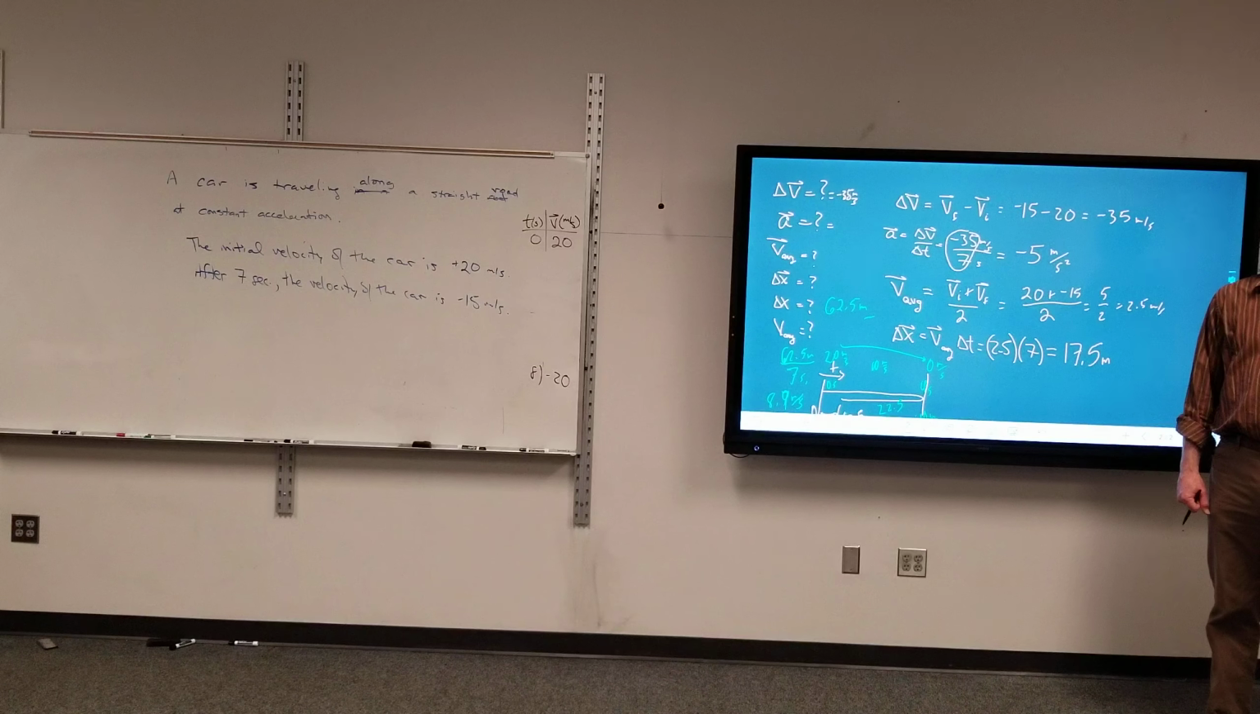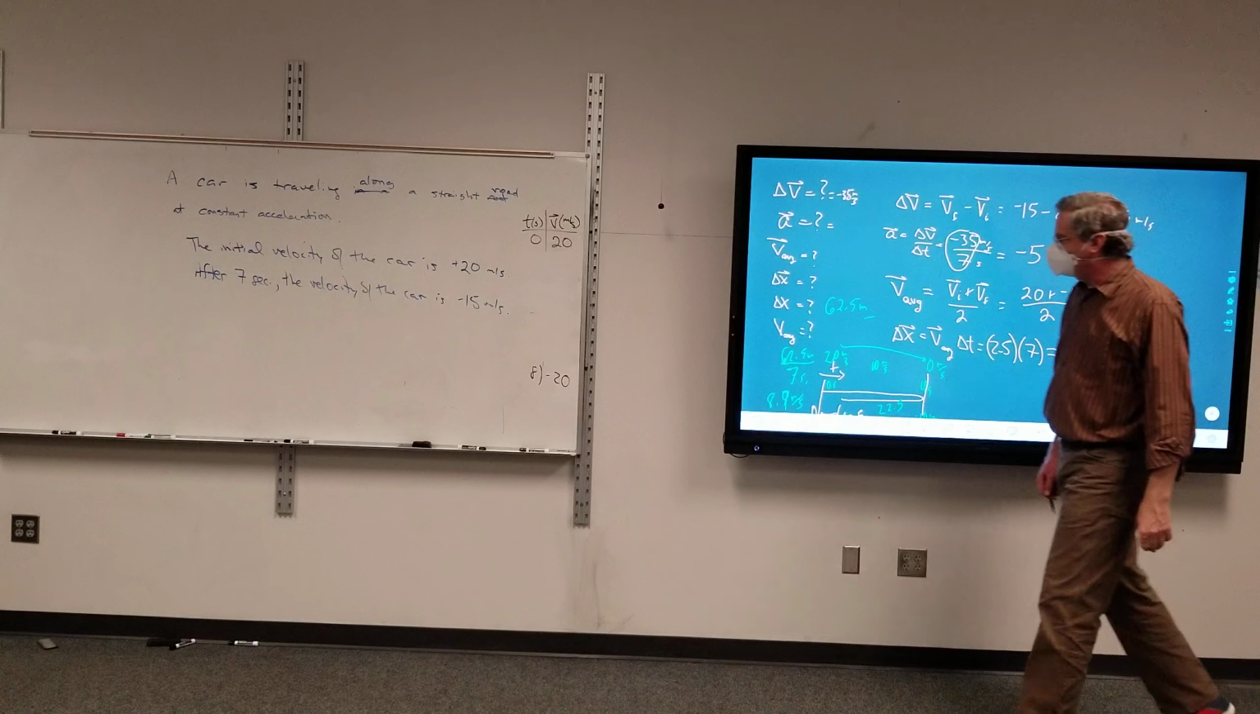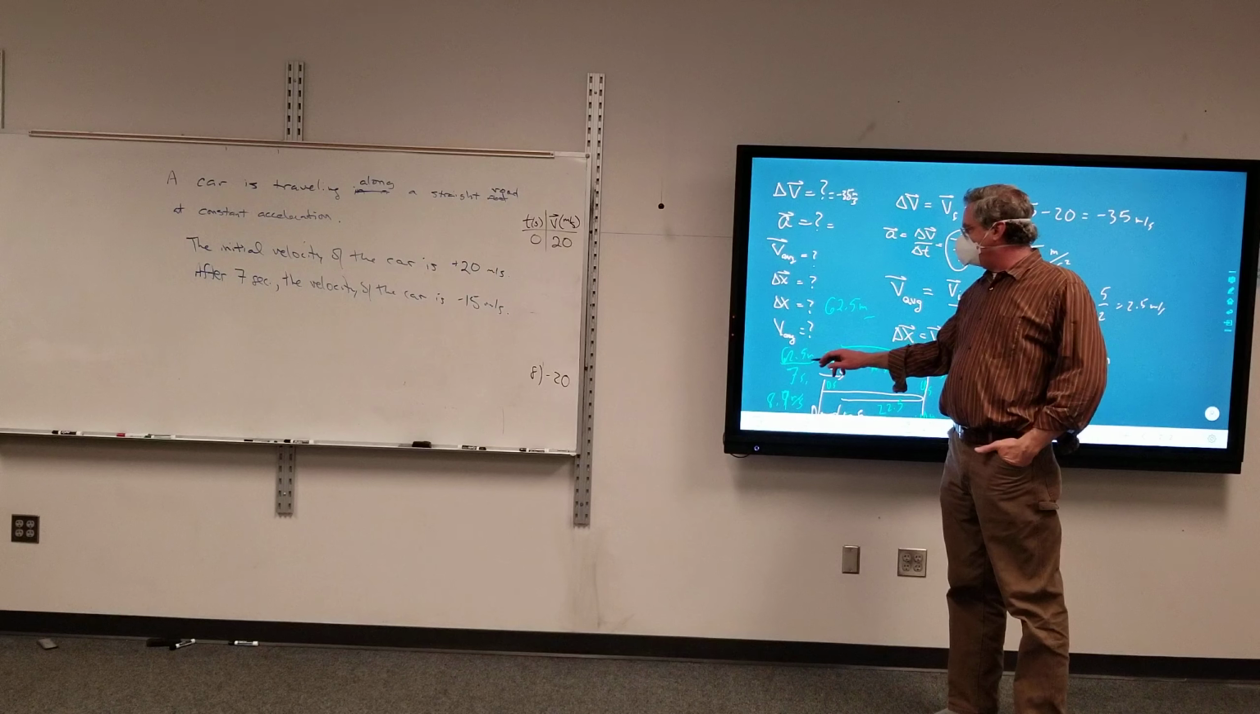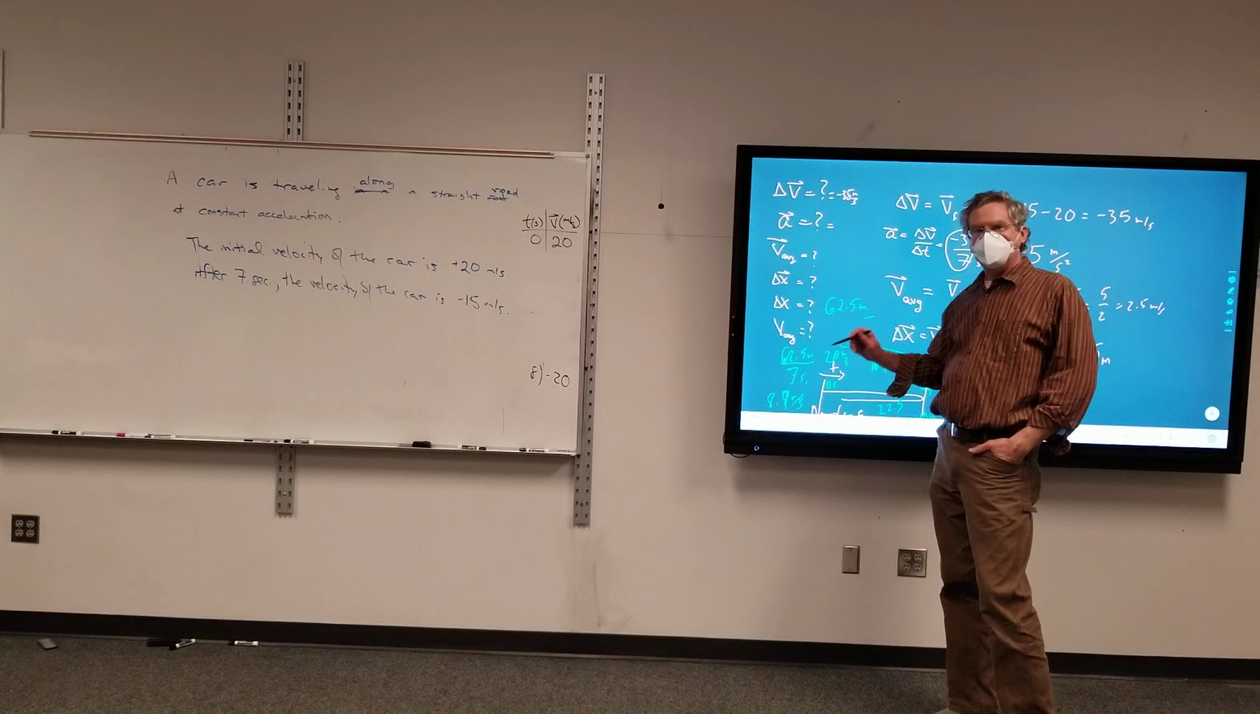Wait, so how did you get 8.9? Because I got 8.64. It should be 62.5 divided by 7. Oh, okay, I had it wrong. My bad. Okay.